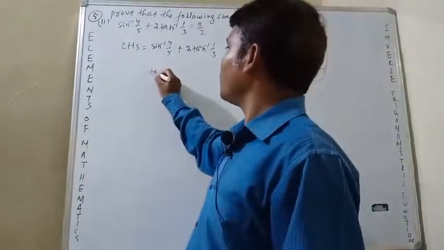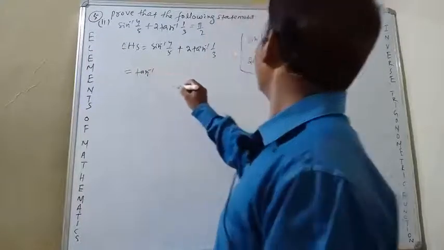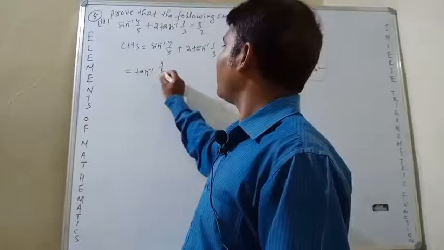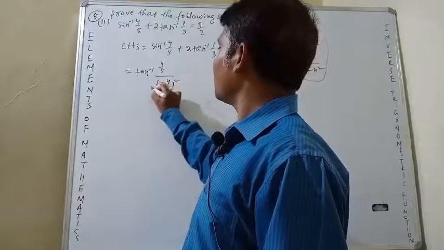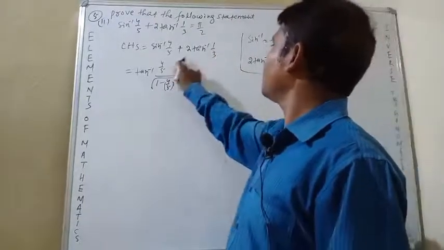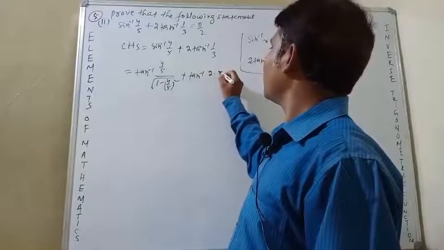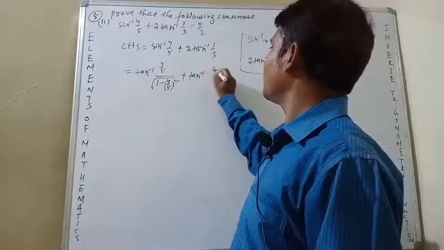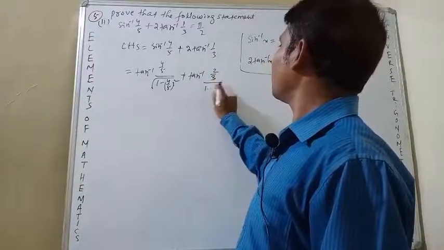That is tan inverse of 4 by 5 divided by root over 1 minus 4 by 5 whole square, plus 2 tan inverse 1 by 3. Here x is equal to 1 by 3. That is tan inverse of 2 into 1 by 3, that is 2 by 3. Directly I can write 2 by 3 divided by 1 minus 1 by 3 whole square.